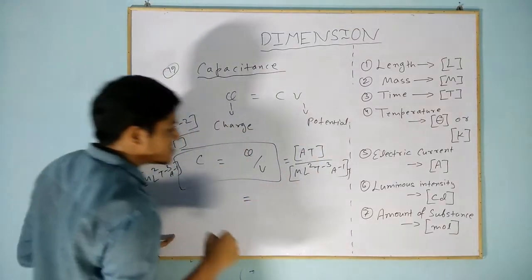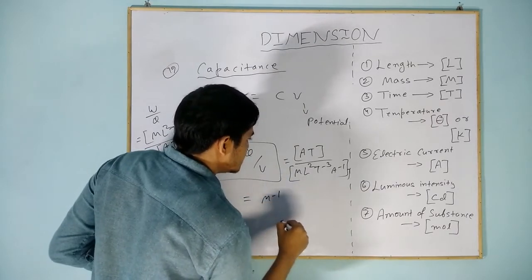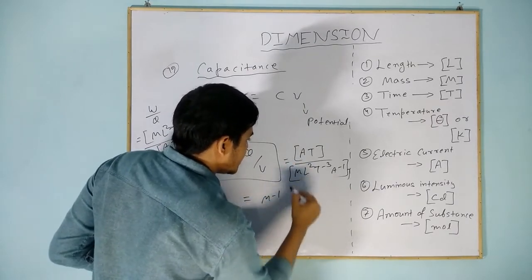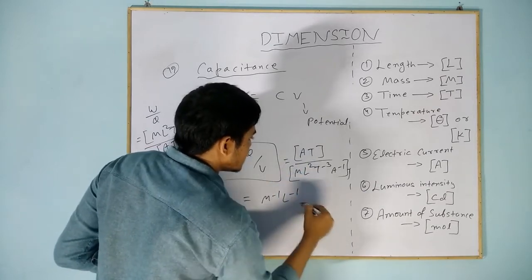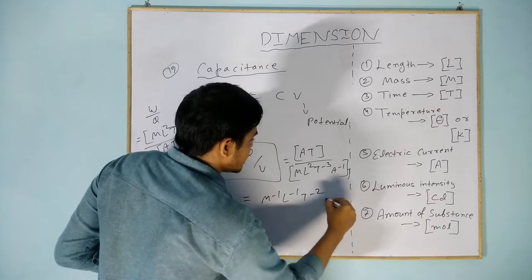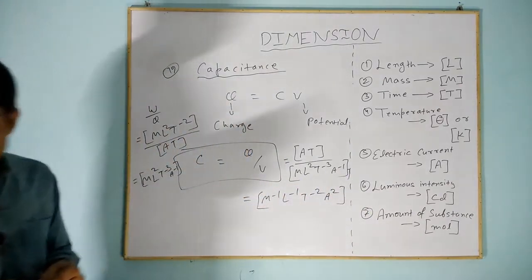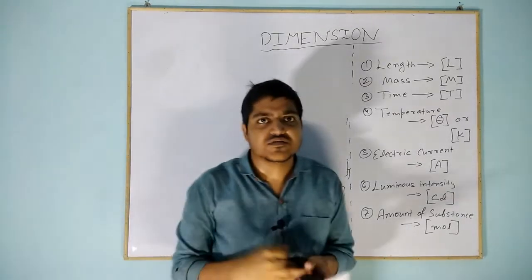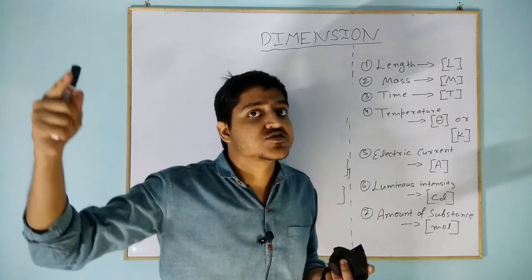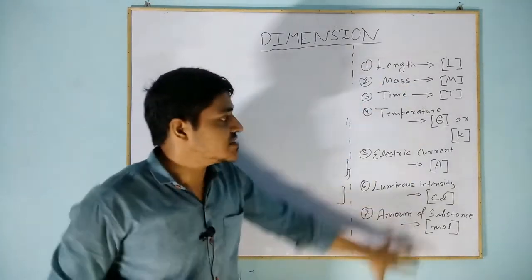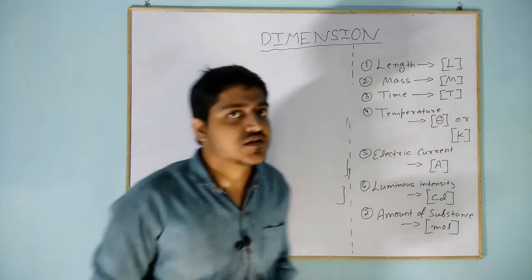Dimensional formula of capacitance would be what? M raised to the power minus 1, L raised to the power minus 2, T raised to the power 4, and A square. This would be the dimensional formula of capacitance. So now I think we can talk about the meaning of dimension. Dimension is the powers to which the fundamental physical quantities are raised to express any derived physical quantity, right?